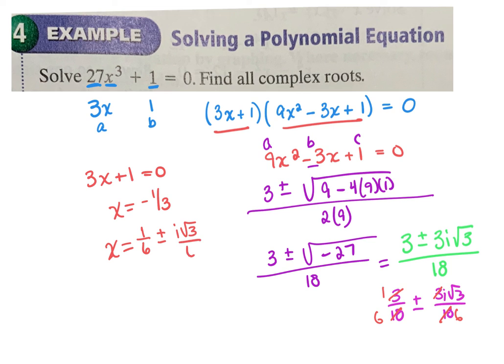Now, just to point out what I said before, I have a degree of 3. I have 1, 2, 3 answers. Plus or minus represents 1/6 plus i square root of 3 over 6 and 1/6 minus i square root of 3 over 6. That represents 2 answers. So I have 3 answers to a degree 3 polynomial. Okay, you have to always use the quadratic formula here.